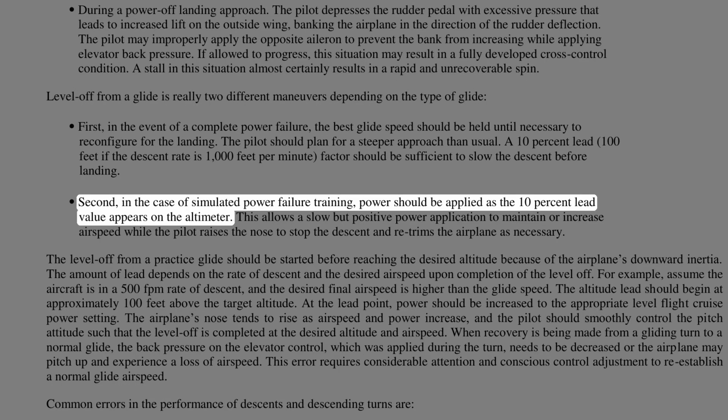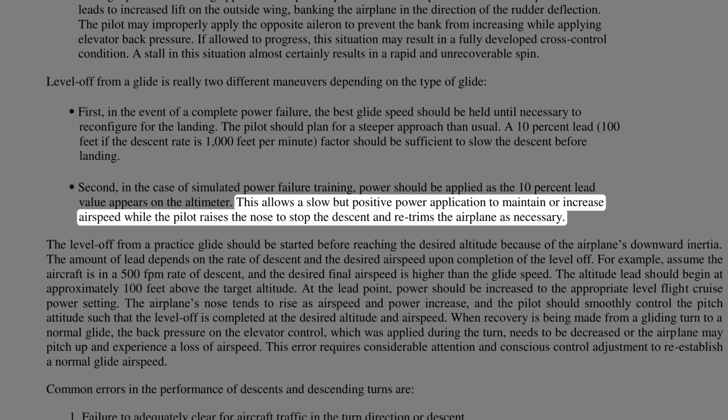Second, in the case of simulated power failure training, power should be applied as the 10% lead value appears on the altimeter. This allows a slow but positive power application to maintain or increase airspeed while the pilot raises the nose to stop the descent and retrims the airplane as necessary.